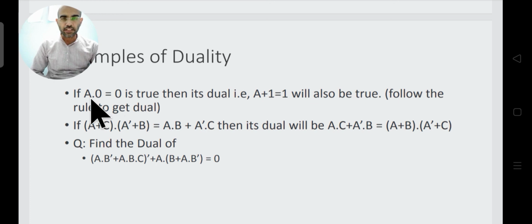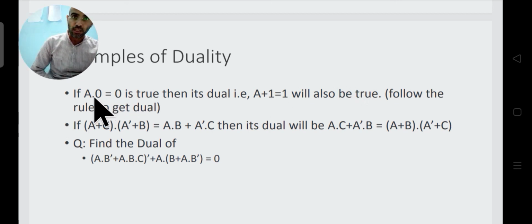Let's say the identity given is a dot 0 is equal to 0, and this is true, then its dual will also be true. Its dual you can write very easily. The variable will remain the same, so a remains a. The other rule is that if it is 0, you make it 1, and if it is 1, you make it 0. So interchange them, and change the operator as well. The operator here is AND, so we will make it OR in the dual. So the dual of a dot 0 is equal to 0 is a plus 1 is equal to 1.